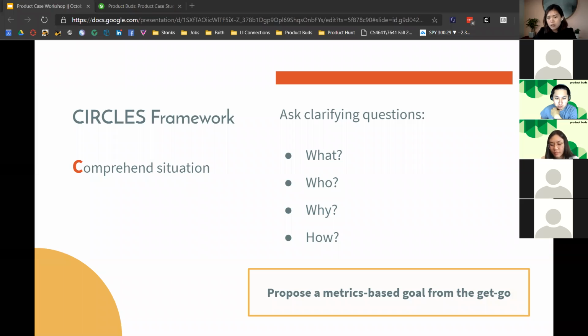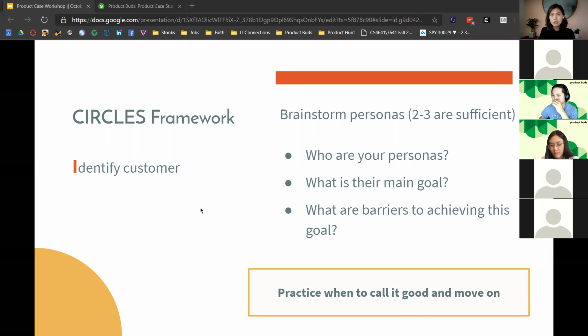Okay, so let's imagine that we have asked all these questions. We're aligned with the interviewer. The interviewer wants us to increase the number of users who are on the mobile app. Okay, so let's keep going.